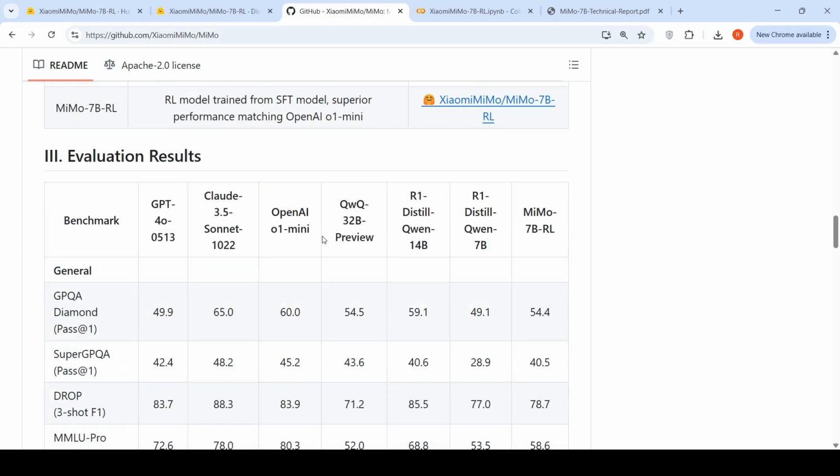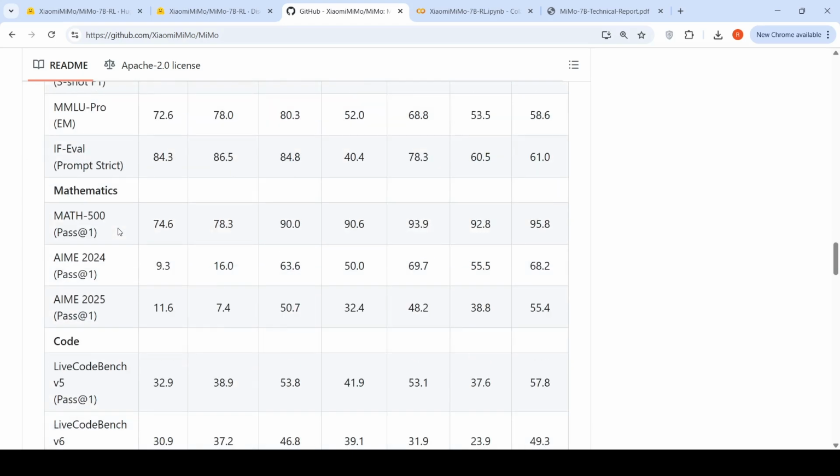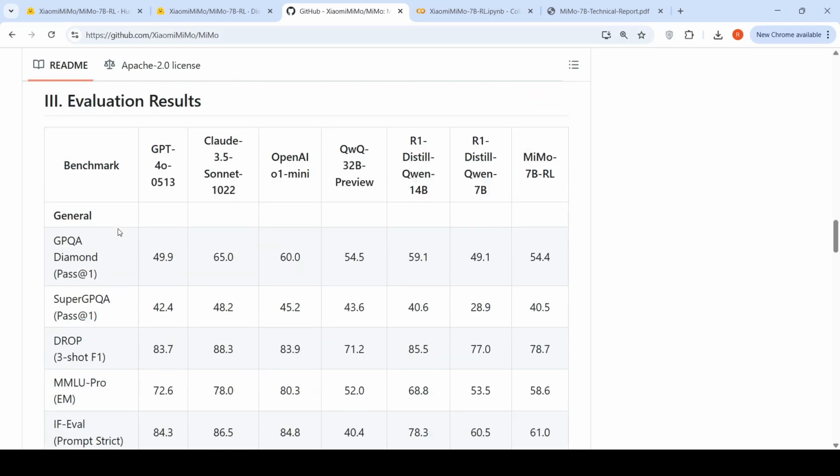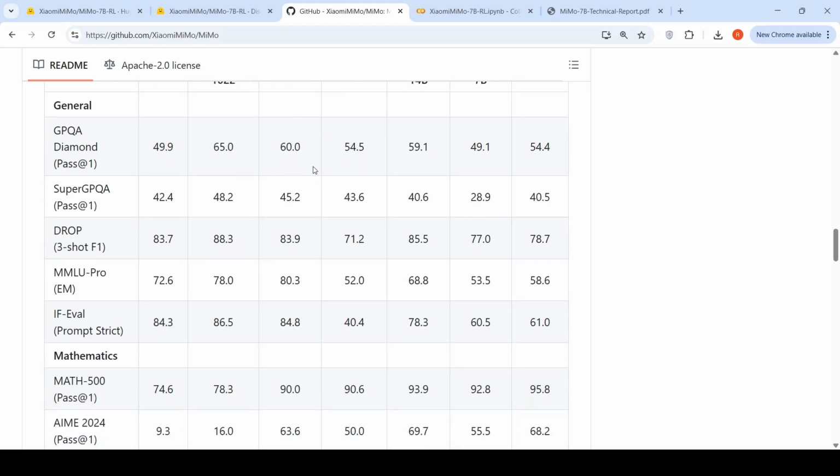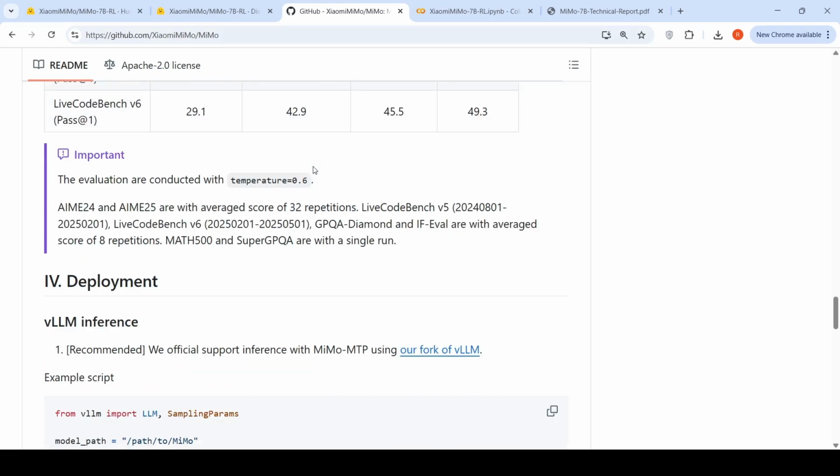Here are the results where they compare it across benchmarks for mathematics, for code, for general tasks. What they're saying is that this model, for its size, competes very well with models which are slightly bigger than it. Also, in some benchmarks, it matches performance or beats OpenAI o1-mini, right? That's the comparison they have put over here, okay? So you can check out all these details.